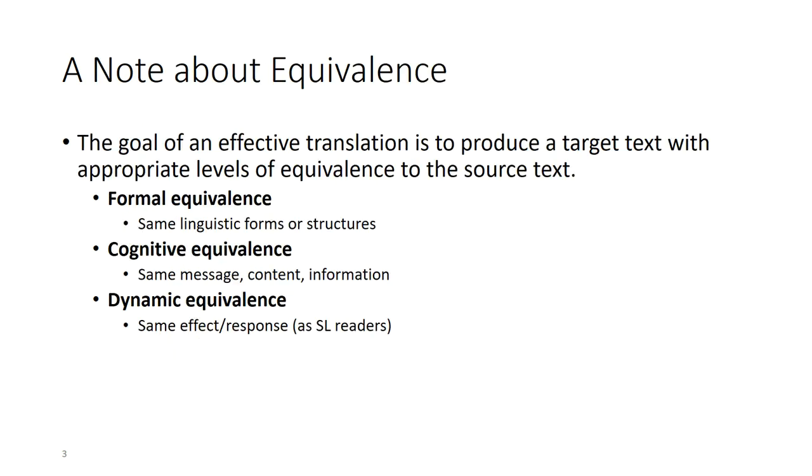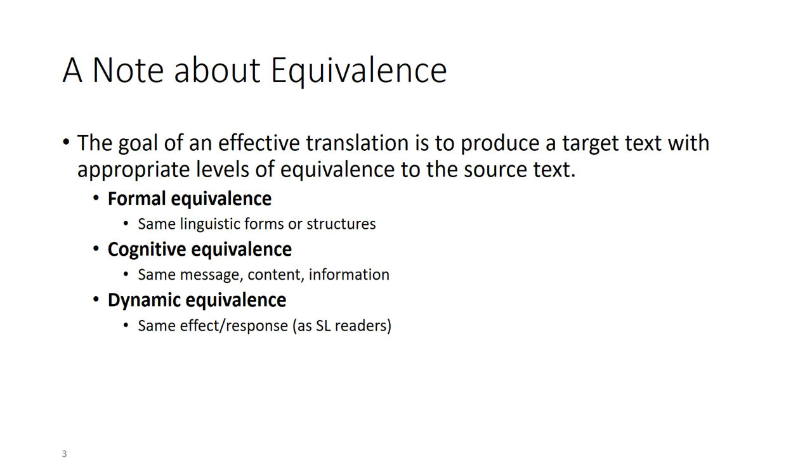Even though I've already covered the importance of equivalence and these 3 different equivalence orientations in different videos, I want to just give a reminder, because we're going to be talking about formal equivalence, or using similar linguistic forms or structures. So obviously the goal of an effective translation is to produce a target text that has appropriate levels of equivalence to the source text in these 3 areas. The language forms attain formal equivalence. The same message, of course, that's always important, means the translation has cognitive equivalence, and to achieve the same effect on target language readers as the source text had on its readers is dynamic equivalence.